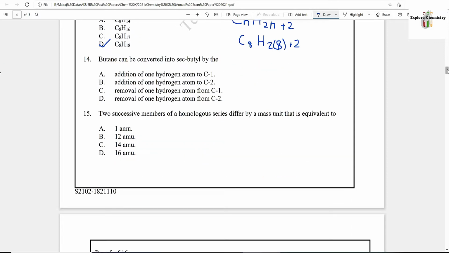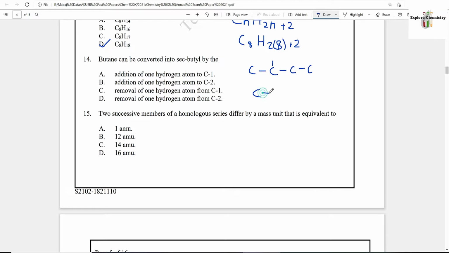Number 14. Butane can be converted into secondary butyl by... Secondary butyl structure is this one. This one is butane having 4 carbon atoms. If from the second position hydrogen is removed, then secondary butyl will form. This structure is known as secondary butyl.